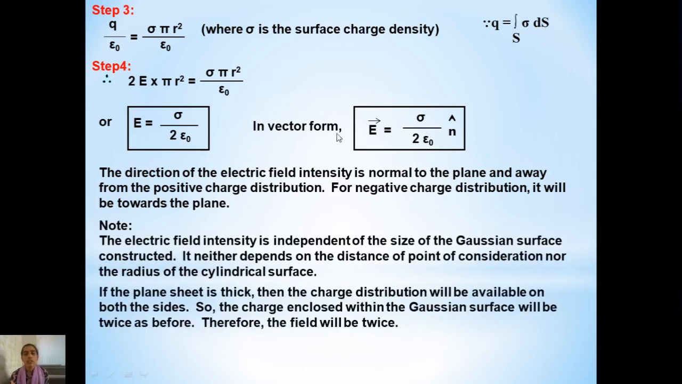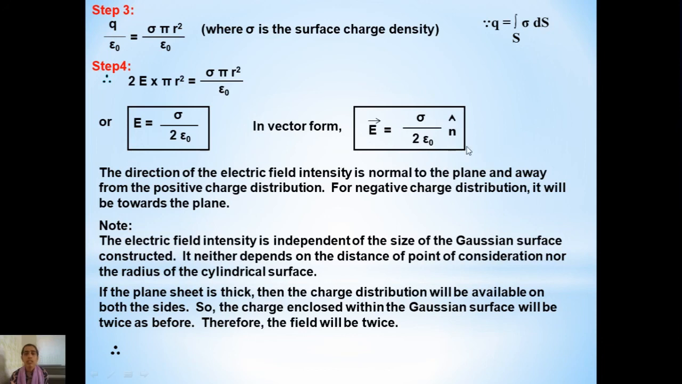And if you observe this equation, there is no term of the distance between the point of consideration and the charge sheet. There is no distance term in this, and the radius of the cylindrical surface is also not there. So the electric field intensity is independent of those terms. It does not depend upon the distance of the point of consideration, nor does it depend upon the radius of the cylindrical surface.